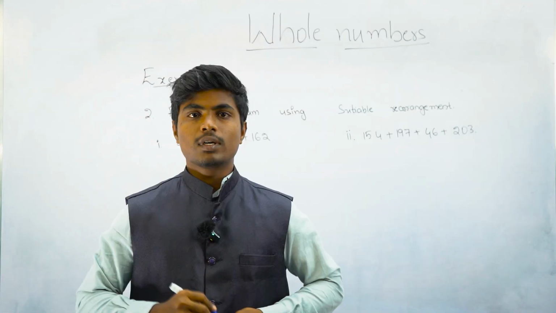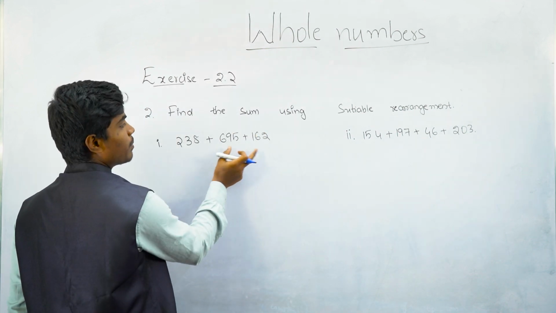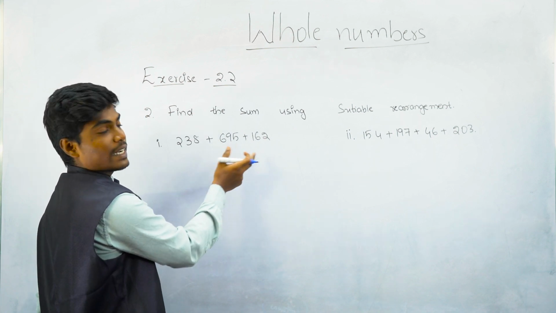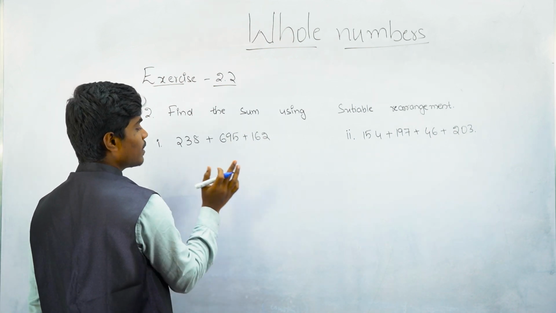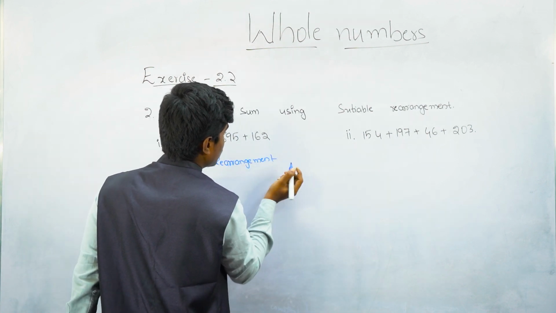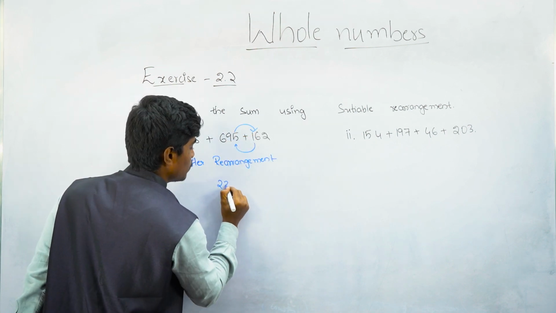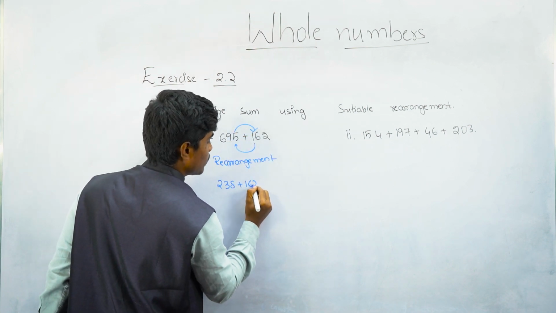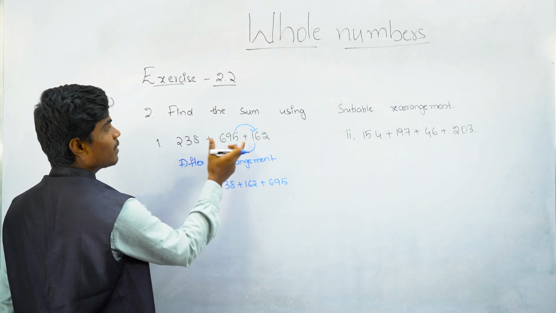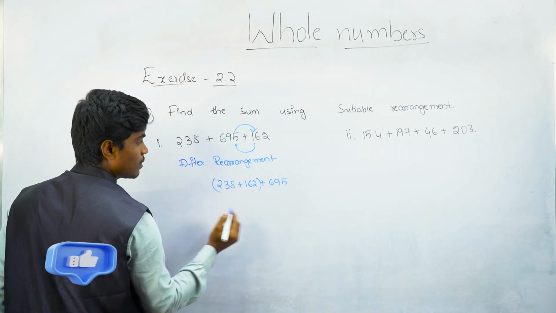In the second problem, find the sum using suitable rearrangement. Here he gave some numbers and we have to find the answer by rearranging the numbers. Let's write the rearranged statement. After rearrangement, we'll swap the values, this to here and this to here. 238 plus 162 plus 695. Here we have rearranged the numbers and first we will find the value of the first two numbers.